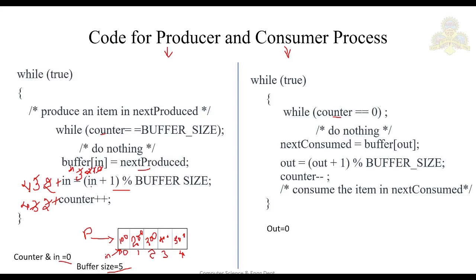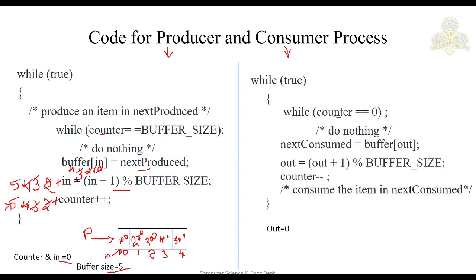In value is 4, 4 plus 1 is 5, 5 mod 5 is 5. Okay, 5 mod 5 is 5, and the counter also you incremented, 4 plus 1, which is 5. Now see that the buffer has been full. Let's again go back to this while loop. Now check the value of this counter. What is the counter value? It is 5, right? Whether 5 is equal to the buffer size, 5, right? Yes, 5 is equal to 5.